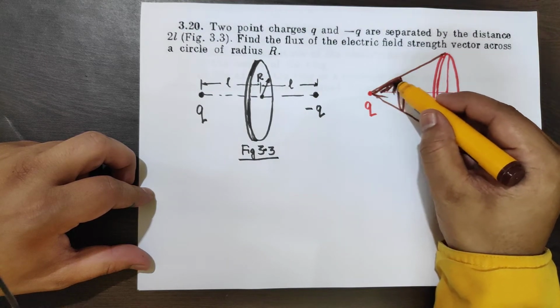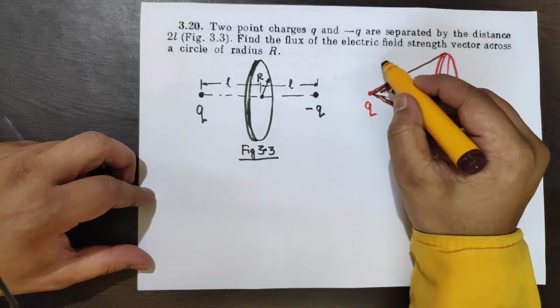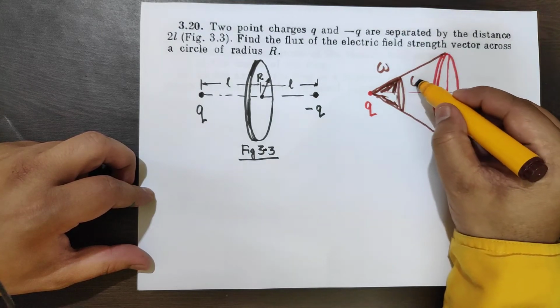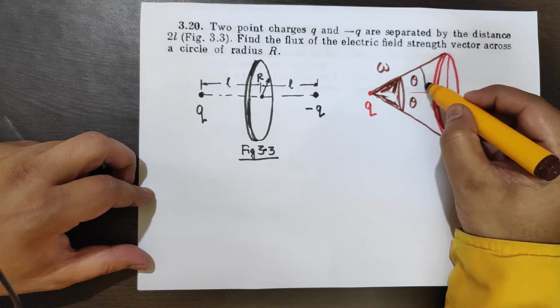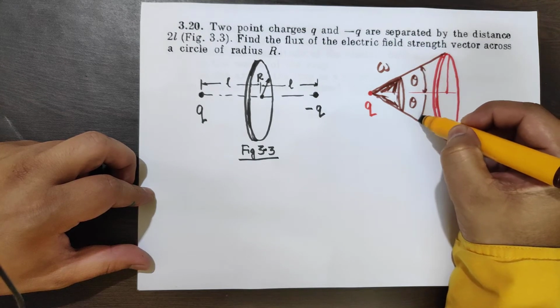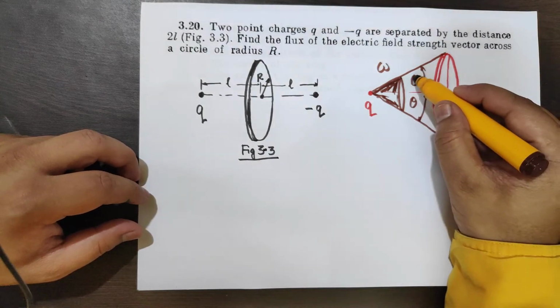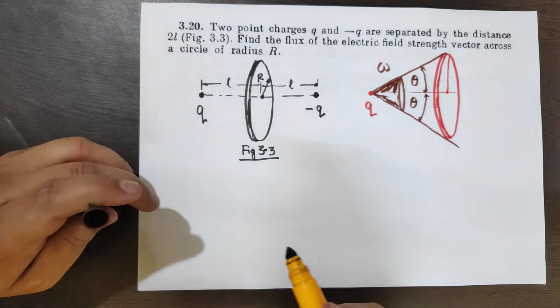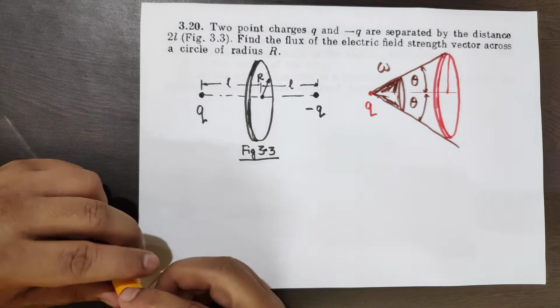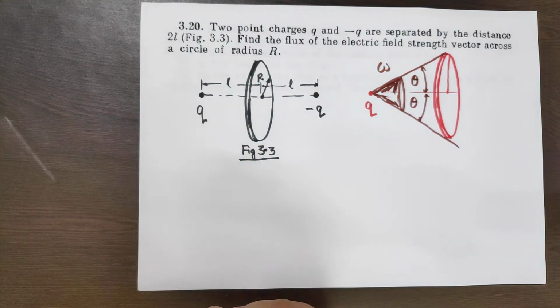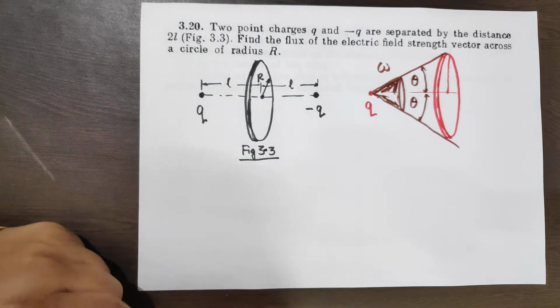the three-dimensional angle omega. It depends on this plane angle theta. There is a certain relation. This is the easier way to solve the problem, if you know about solid angle. Else you have to do it by integrating the field. So that's a longer solution, right.